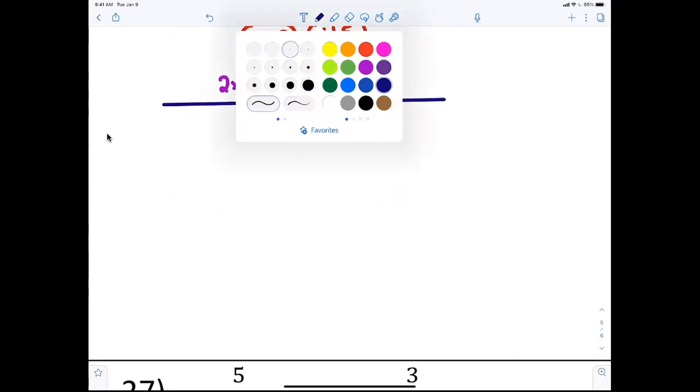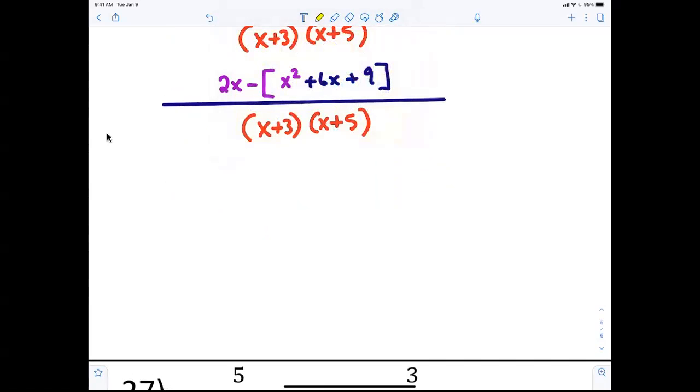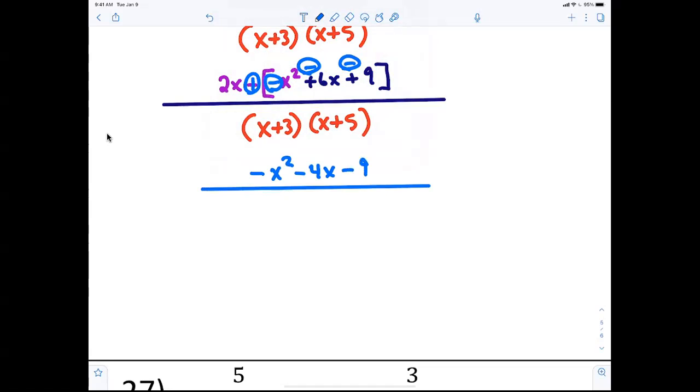So when we distribute the negative again, I don't mind plus circle. Negative, negative, negative. Now I know I've changed all the signs. So now my answer is negative x squared, negative 4x, negative 9, all over x plus 5.